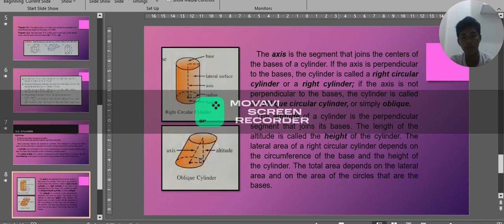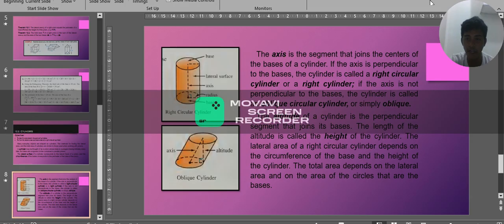If the axis is not perpendicular to the bases, the cylinder is called an oblique circular cylinder, or simply oblique. Now, the altitude of a cylinder. Before that, let's talk about which is which. This is the axis, from here to here. That's the axis of a cylinder. Now, the altitude of a cylinder is the perpendicular segment that joins its bases. The length of the altitude is called the height of the cylinder.